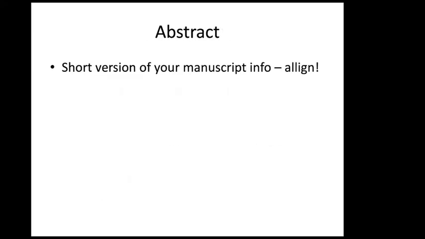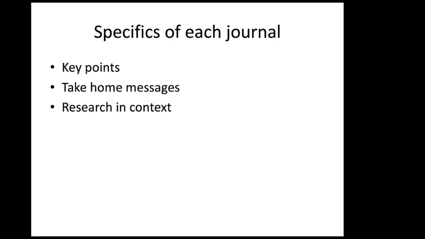At the very end, after you've written all of those components, you're now writing your abstract. You know that abstracts are typically structured abstracts. That means you need 1 sentence out of the background, 2 or 3 out of the methods, 2 or 3 out of the results, and 1 or 2 out of the discussion. So be aware that each journal has some specific needs.